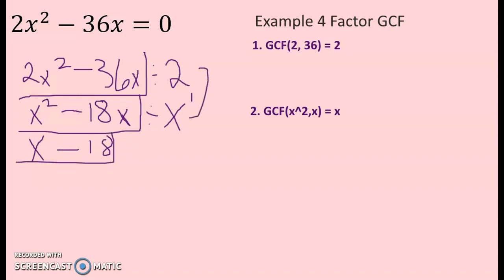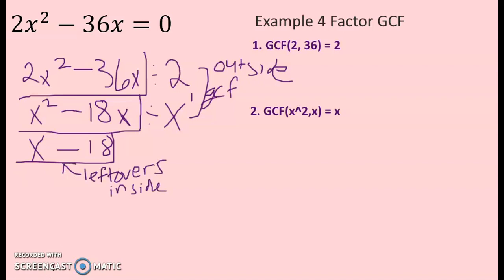So the GCF is 2x. This goes on the outside. And then the leftovers, x minus 18, goes on the inside. Okay, the next step, we will rewrite it in our factored form. So we have 2x, our GCF on the outside, parentheses, x minus 18, our leftovers on the inside, equals 0.